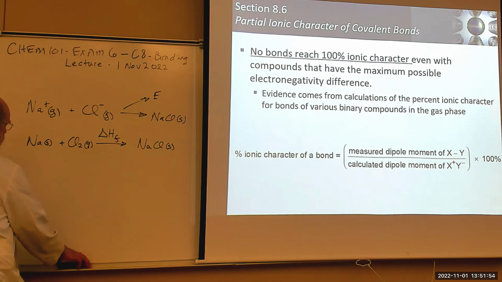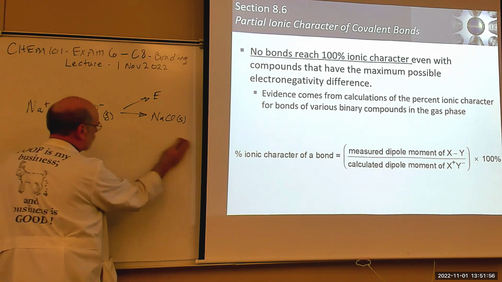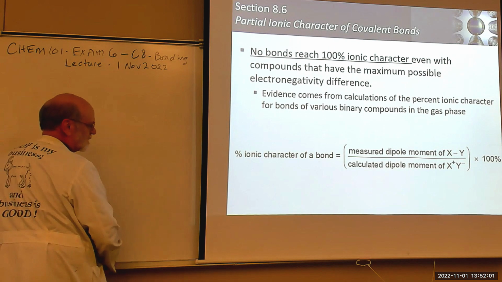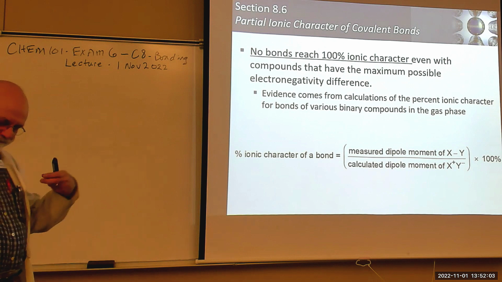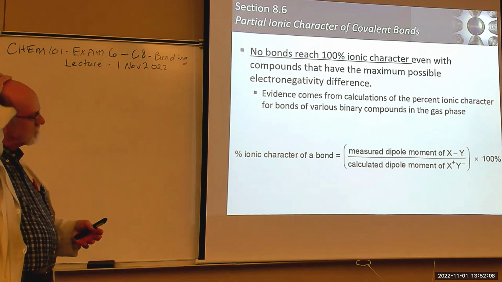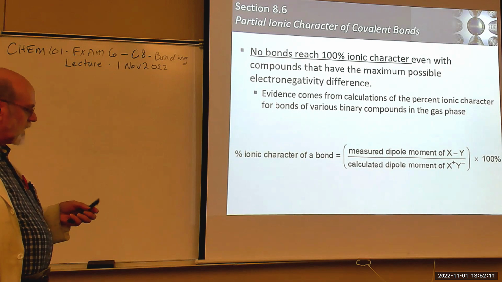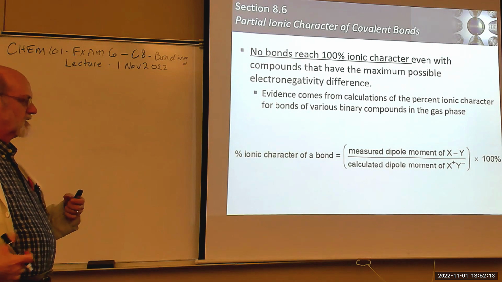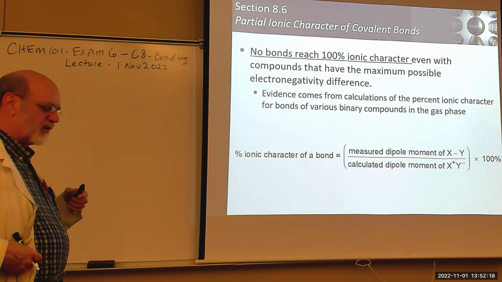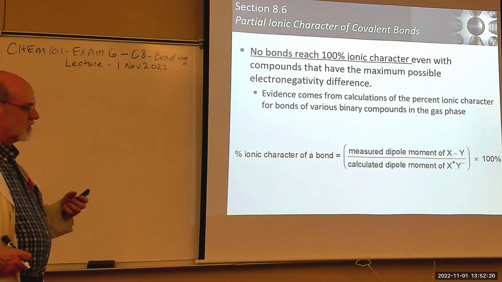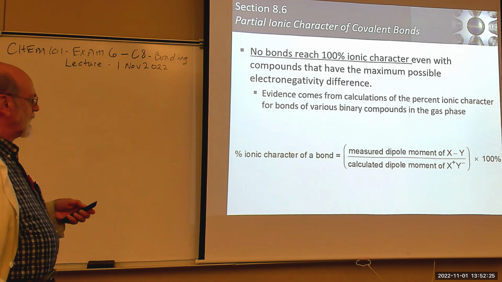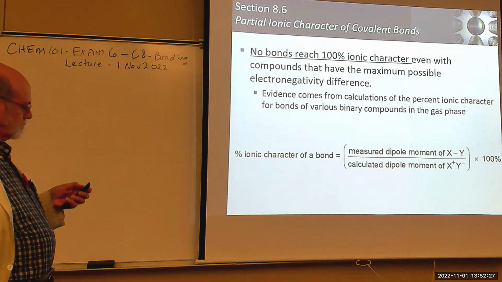All right, so I mentioned earlier on, we can say qualitatively that a bond is ionic, nonpolar covalent, or polar covalent. But we can also express what percent of that covalent bond is ionic. How much of it is ionic character? And this is simply a way to do it.